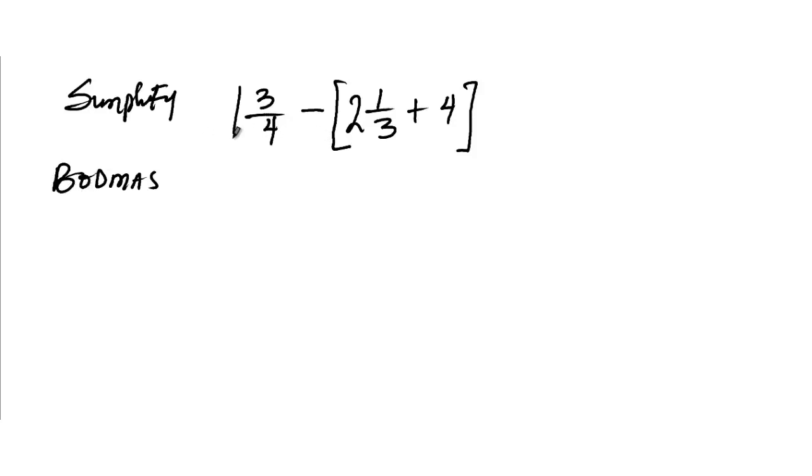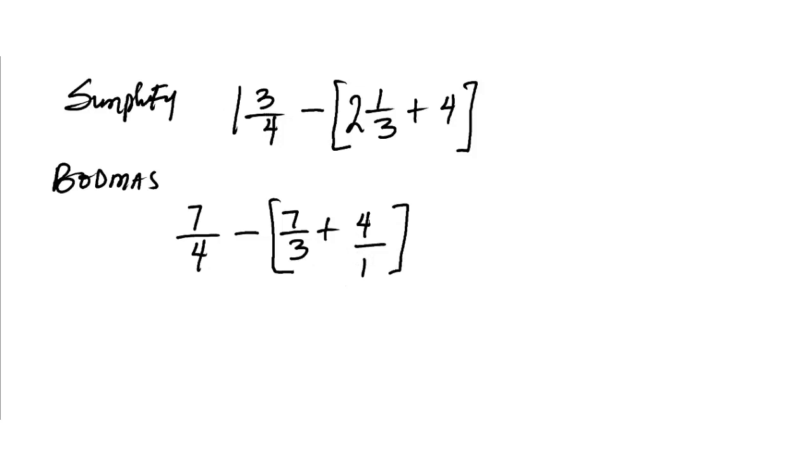But before I use BODMAS, let me first convert all the mixed fractions to their improper fraction equivalents. So I want to turn 1 whole number 3 over 4 to an improper fraction. That's 4 times 1, 4, plus 3. That will give me 7. So this will be 7 over 4 minus, then you still put this in bracket, 3 times 2, 6, plus 1. That is 7 over 3, then plus 4. So I can write this as 4 over 1. It's still the same thing.